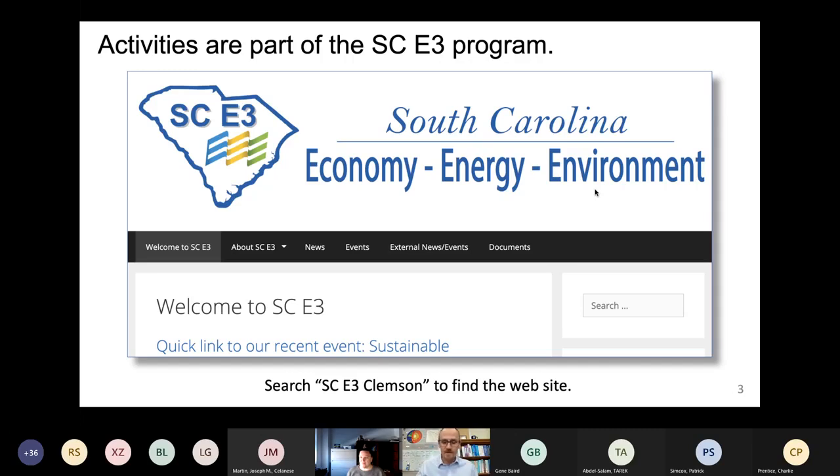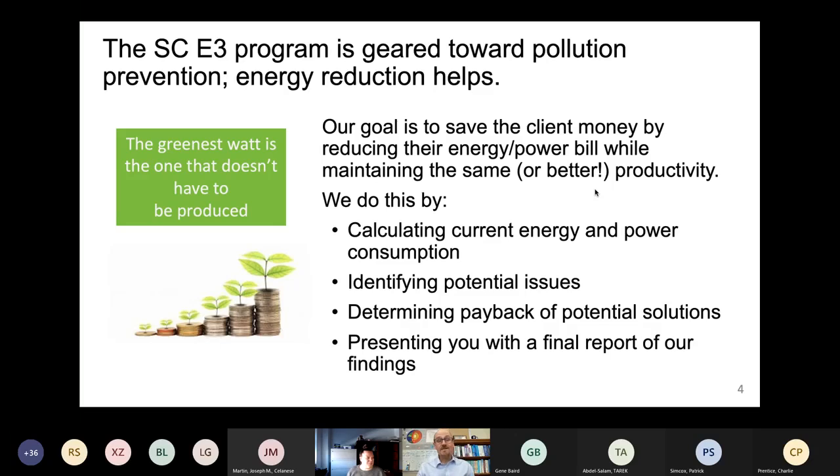South Carolina side. And our SCE3 program is really geared toward pollution prevention, energy and energy reduction. You know, the greenest watt is the one that doesn't have to be produced. And our goal, of course, is to save clients money by reducing their energy or power bills while maintaining the same or better productivity. And really, it's assisting folks with their particular needs, finding out what their processes are, and trying to help them with it.